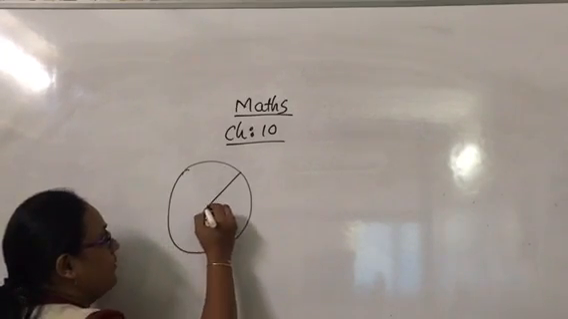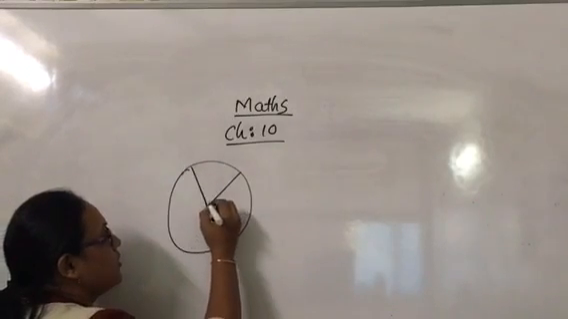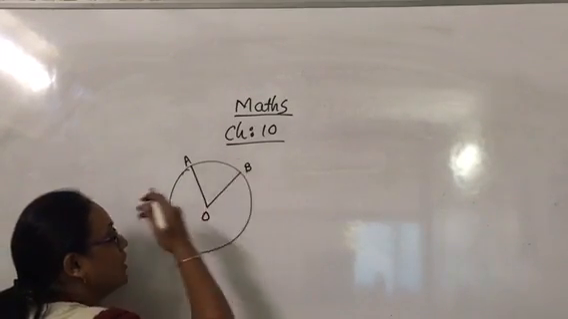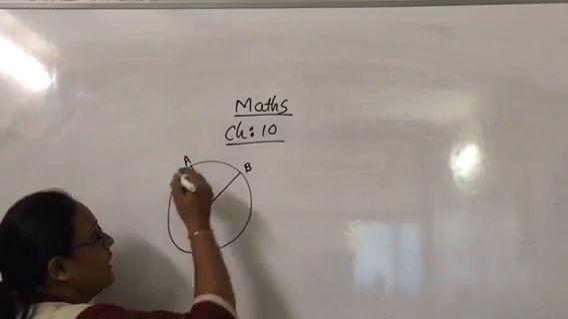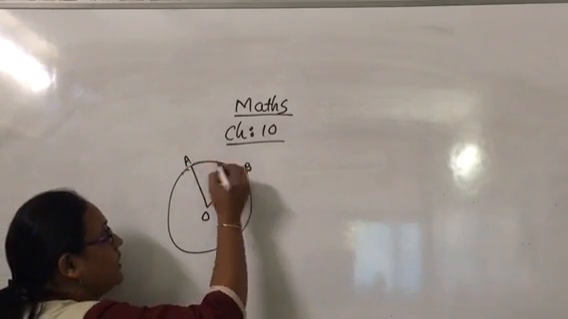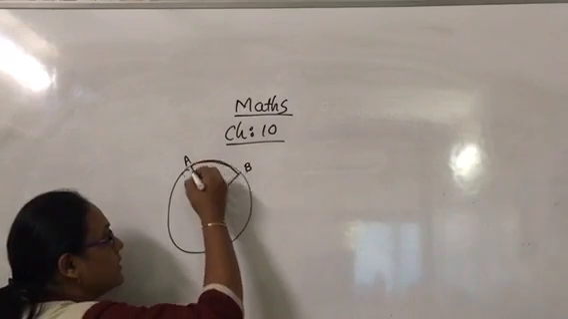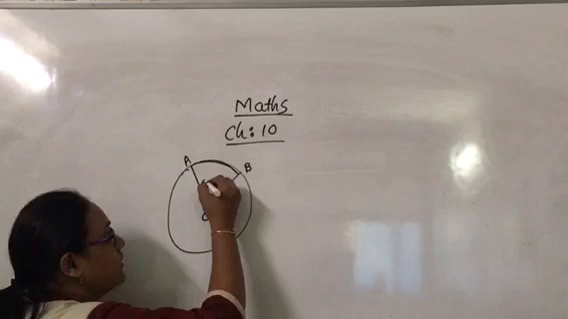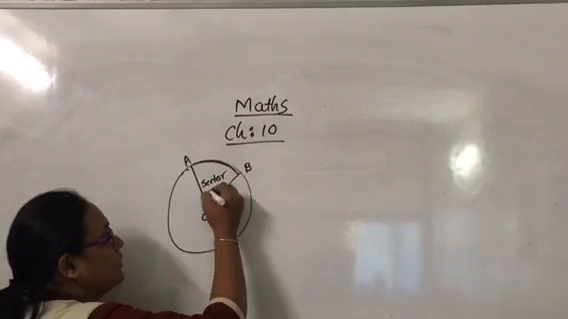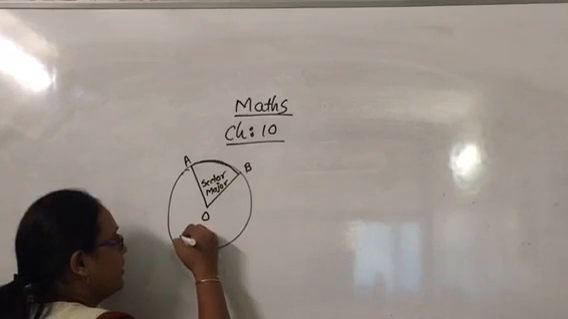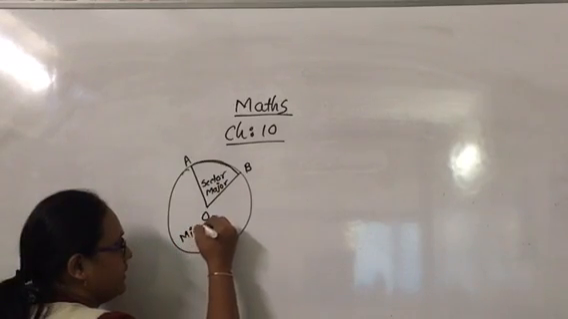Like we have a sector. If we have a chord, and an arc AB with center O, they form a shape like this. This is a sector. The bigger part is known as the major sector and the smaller part is known as the minor sector.